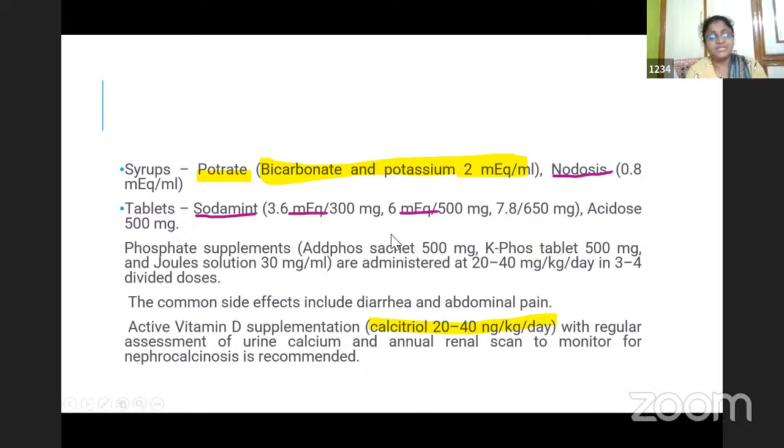And phosphate supplements, several others are available. The most common side effects when we start giving these syrups are that the patient will tell us the child is having a lot of diarrhea and abdominal pain. Try to counsel them. These things will subside in a few days when they get tolerant to these. If you stop this, it is going to impair growth and increase bony deformities. We are also going to give vitamin D supplementation at the rate of 20 to 40 nanograms per kg per day. So this is the treatment part.